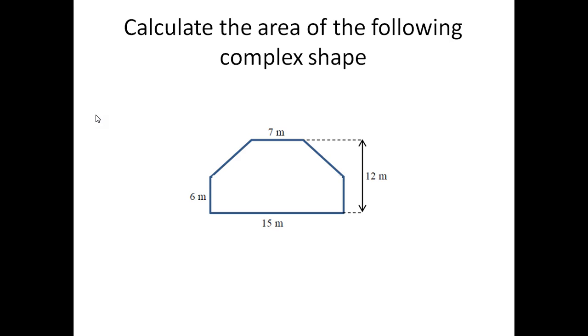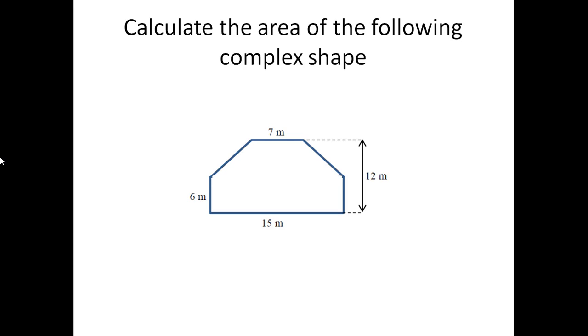Okay, so this is the example we have. Calculate the area of the following complex shape. Now you may be wondering, why is this called a complex shape? Well, the reason it's called a complex shape is because it's not your typical square, rectangle, triangle, circle or oval. It's not your common shapes. It's like a mixture of those.